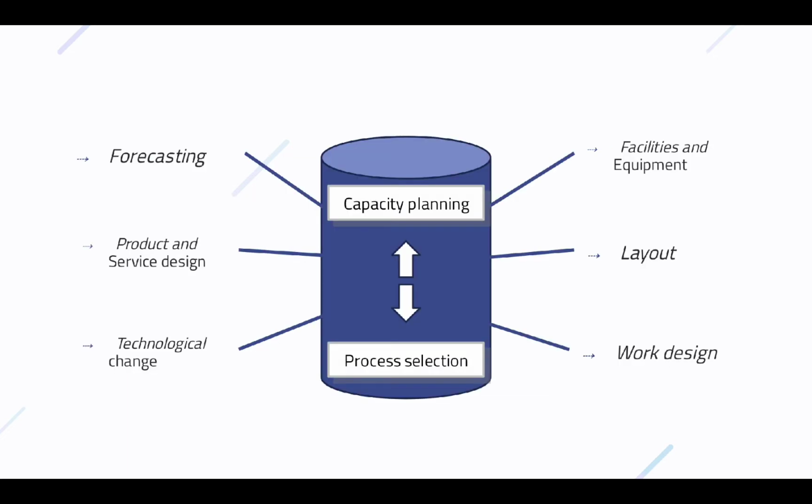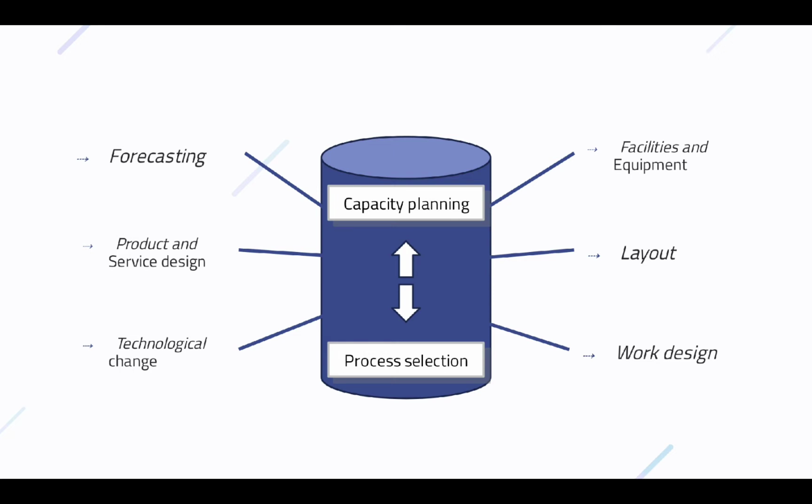Now, capacity planning and process selection are interrelated. This process selection and capacity planning are used in the following: forecasting, product and service design, technological change, facilities and equipment, layout, and the work design.